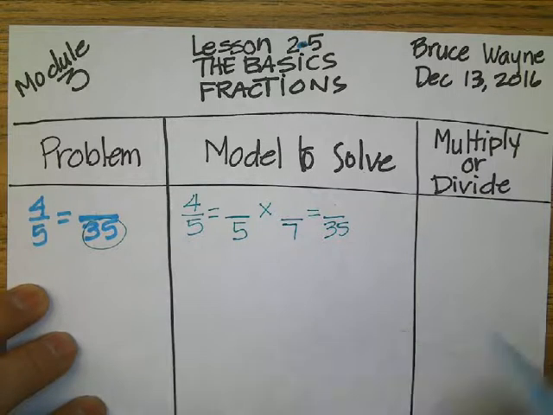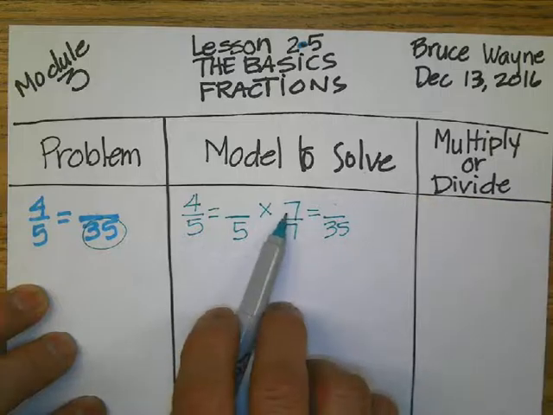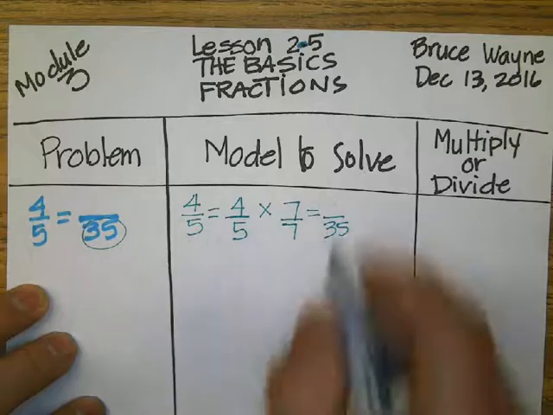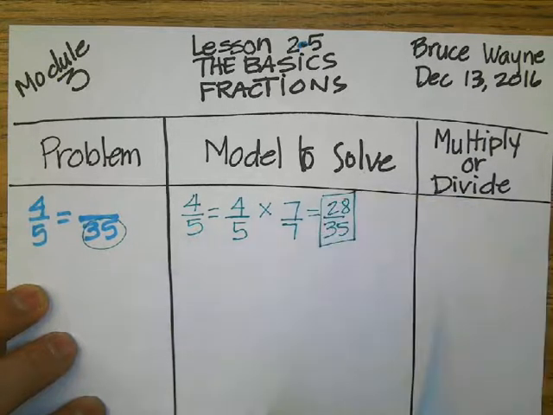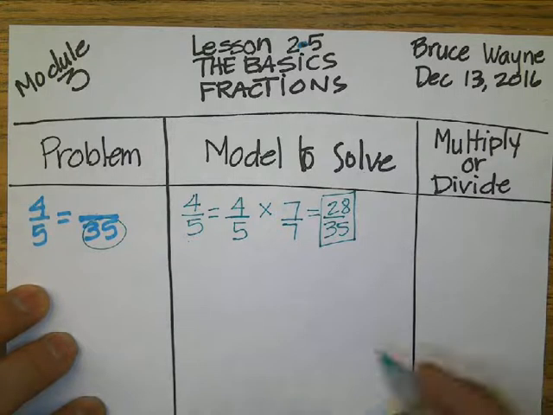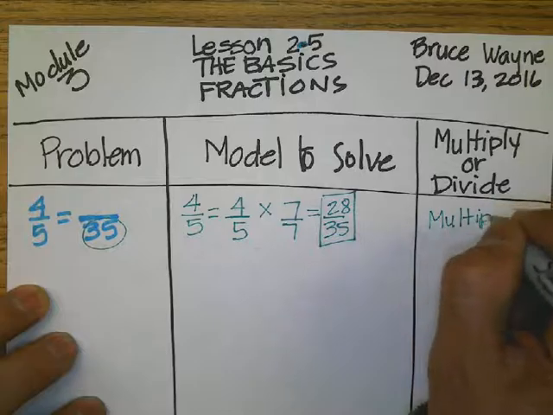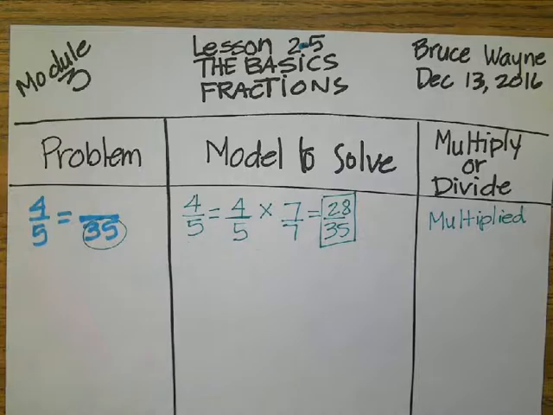So now we know that the numerator must be multiplied by the same number. So here is the numerator: 4 times 7 equals 28. And my friends, this is how you find the numerator that is missing to have an equivalent fraction. So what did we do on this one? This one we multiplied. Correct?